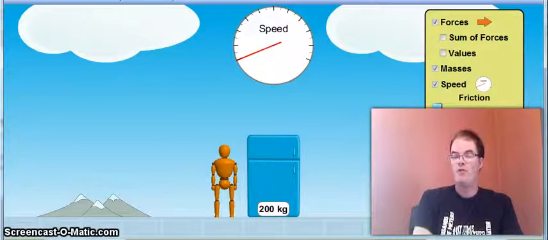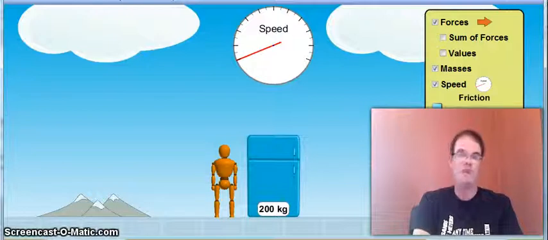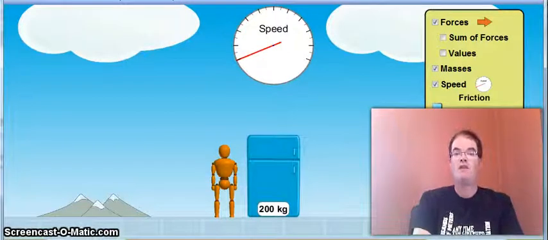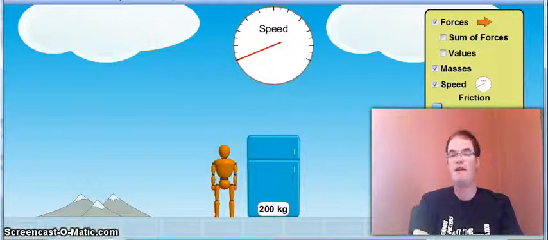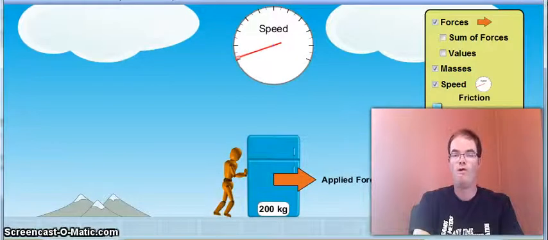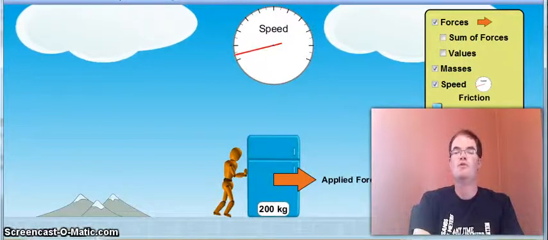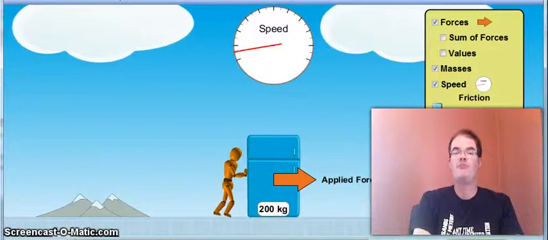We're a little bit over time. I like to shoot for about 10 minutes or less for these, but let's try a prediction. What do you think is going to happen if we put a force on this refrigerator, which is 200 kilograms? Same amount of force, same amount of time. Let's see if you made the correct prediction. 1, 2, 3, 4, 5.